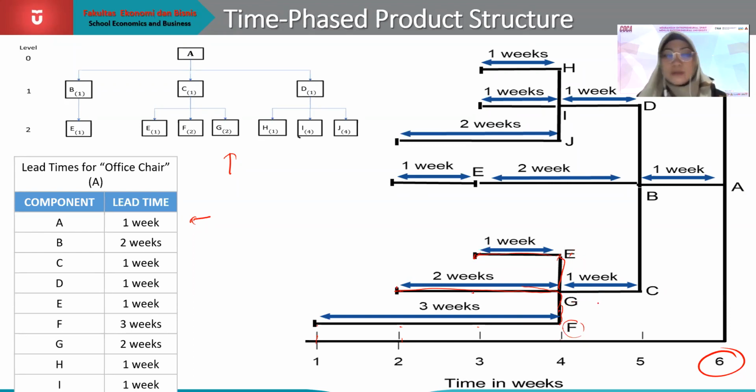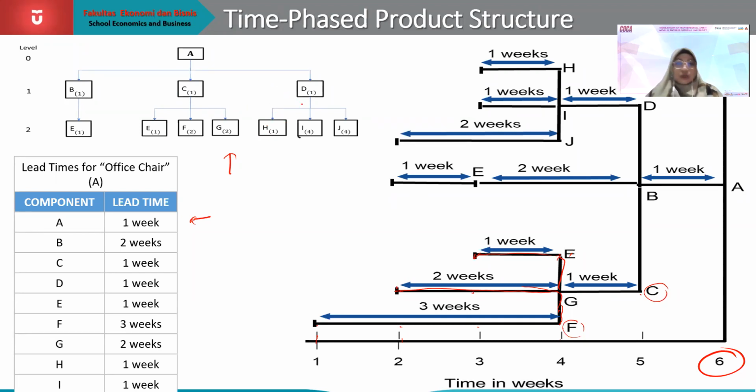Then we move forward because we know that component C needs 1 week, and we can move forward to here. And after we have C, we also need to look at the BOM or the product structures. This component C will be useless if there is no B and D.